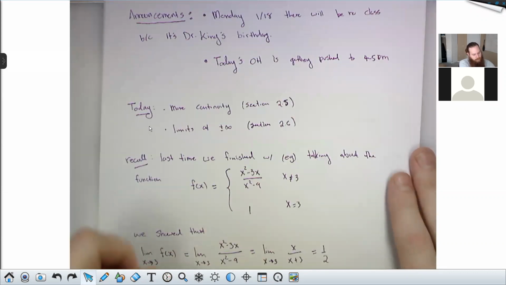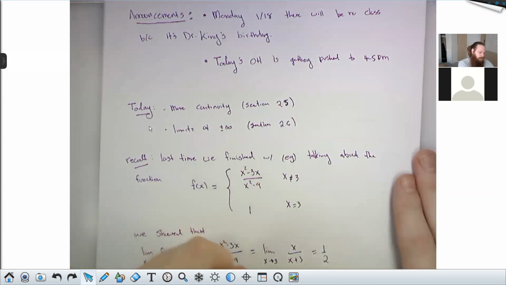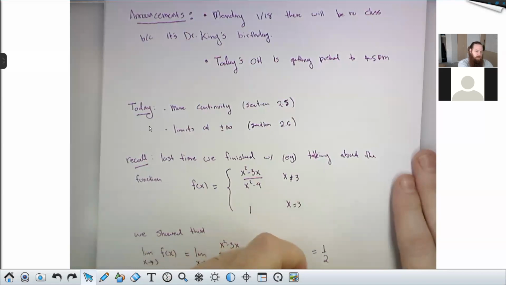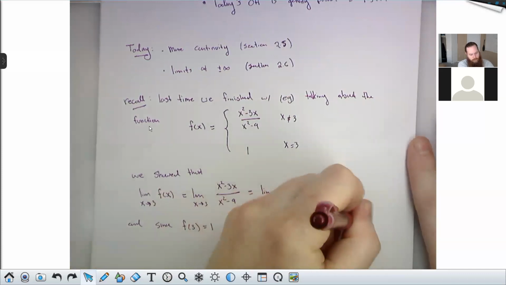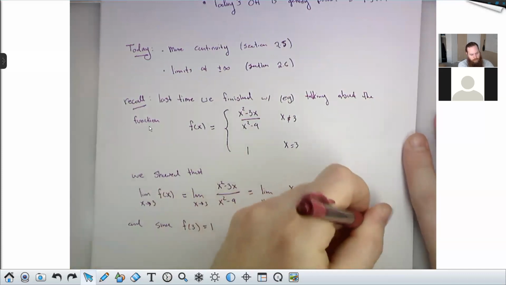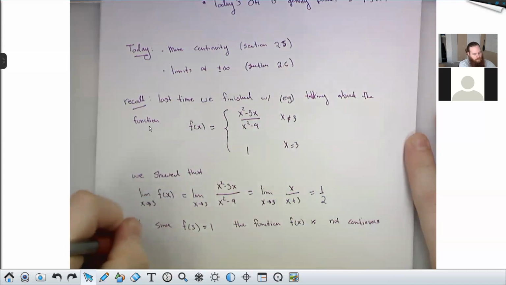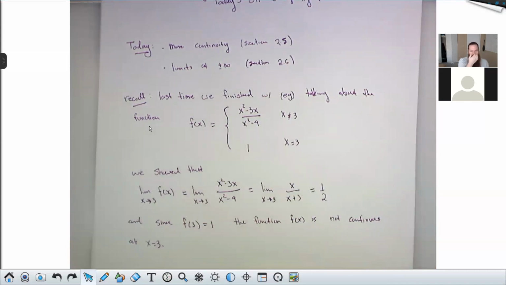And since f of 3 itself is equal to 1, the function f of x is not continuous at x equals 3, right? This was the basic result from last time when we worked on this.